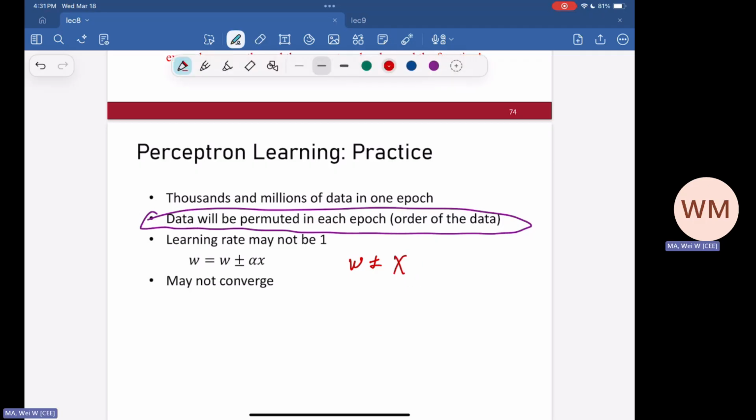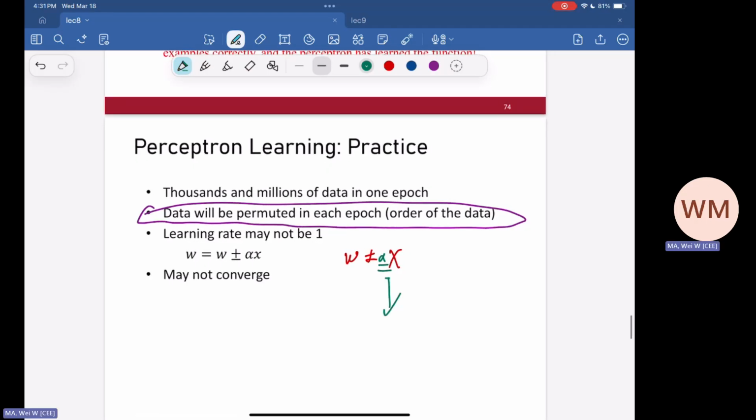And if we think this is too aggressive, what we can do is put an alpha here. For example, alpha can be 0.1. Then every data point contributes a little bit less. So this alpha, we call it the learning rate.